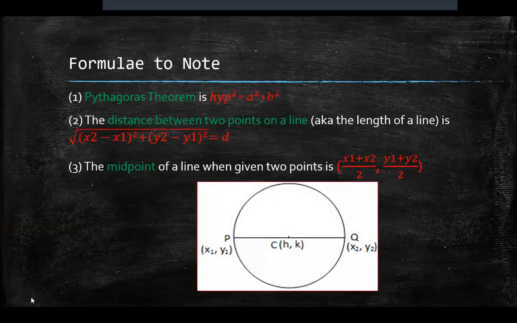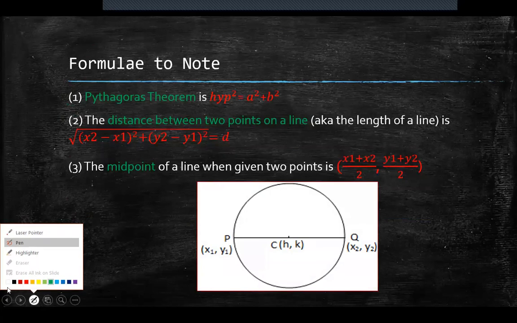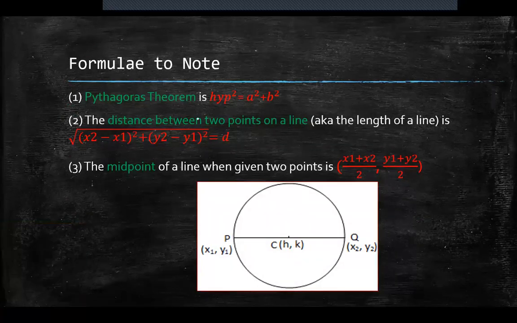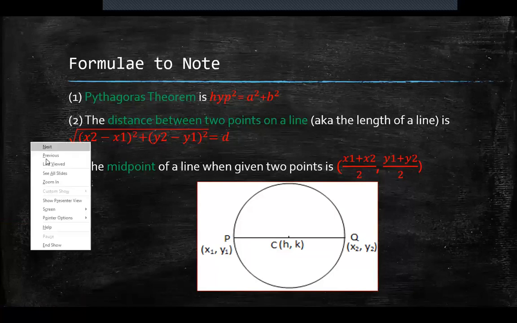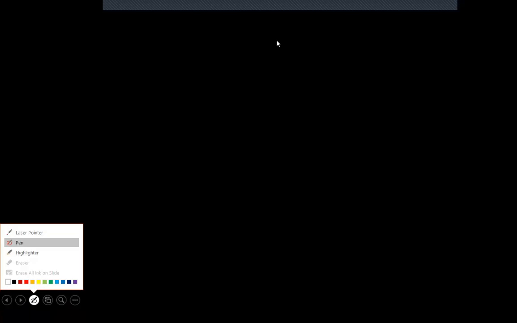Right. So some things you need to note. These are some formulas you need to note. I don't know if you probably did it in math already, but I will do it for you still. So the first one is Pythagoras' theorem. Hold on, give me a sec. Right.